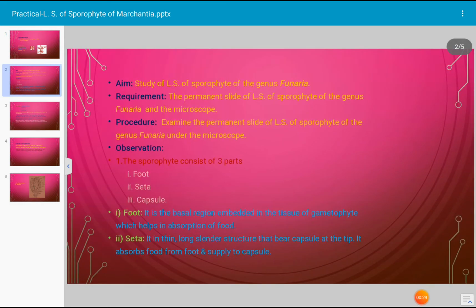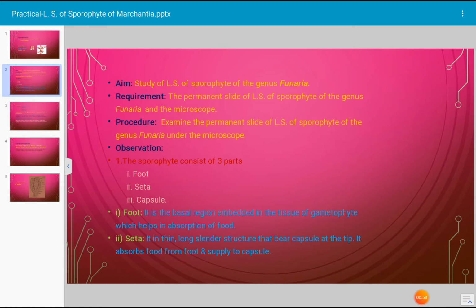Let us see, what is the requirement for the practical? The requirement for the practical is we need a permanent slide of a longitudinal section of sporophyte of the genus Funaria, and we need a microscope to observe the slide. And the procedure is very easy. We have to examine the permanent slide under the microscope, and we have to write all the details that we observe under the microscope in the slide.